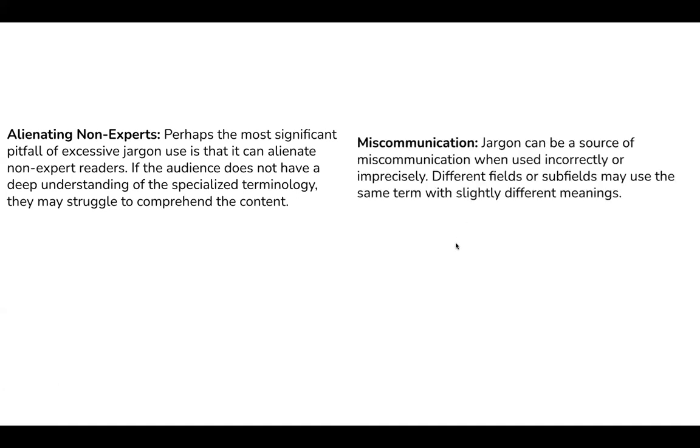So the next one is miscommunication. Jargon can be a source of miscommunication when used incorrectly or imprecisely, because different fields or subfields may use the same term with slightly different meanings.